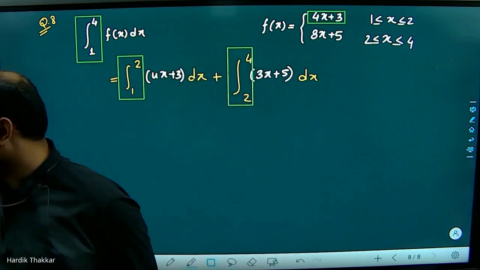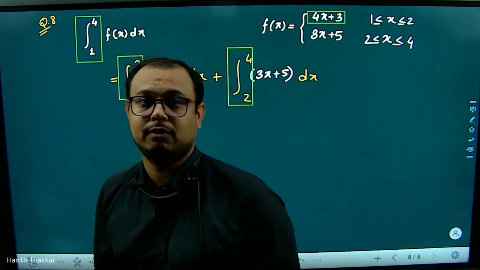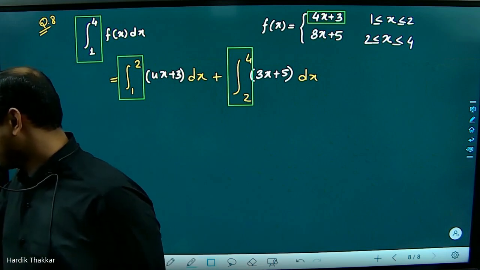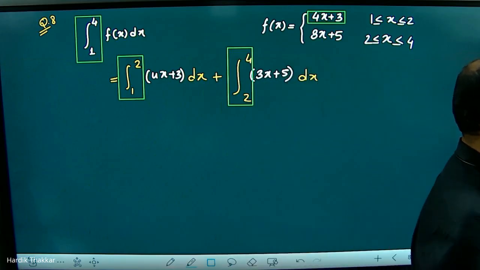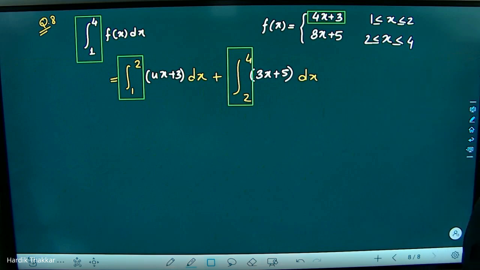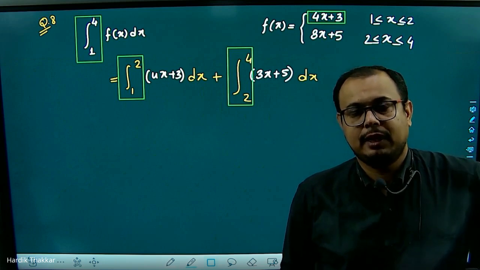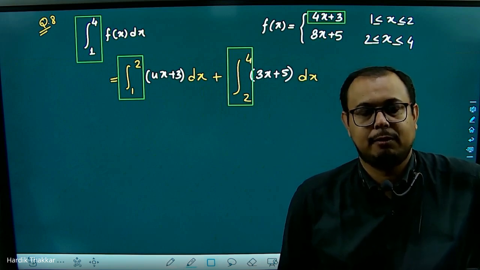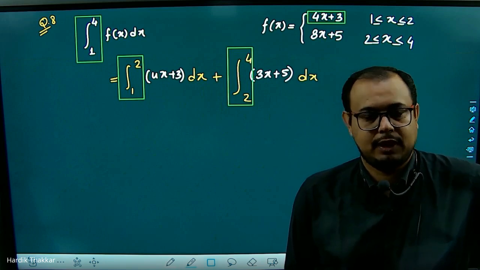Any other doubts from any topic, any questions from this exercise, you can ask right now. No, sir. Okay, then let's solve this question and also practice the modulus function questions, because those are the most important and most expected questions from this definite integral modulus function. Okay, so practice those and tell me if there is any doubt. Okay.